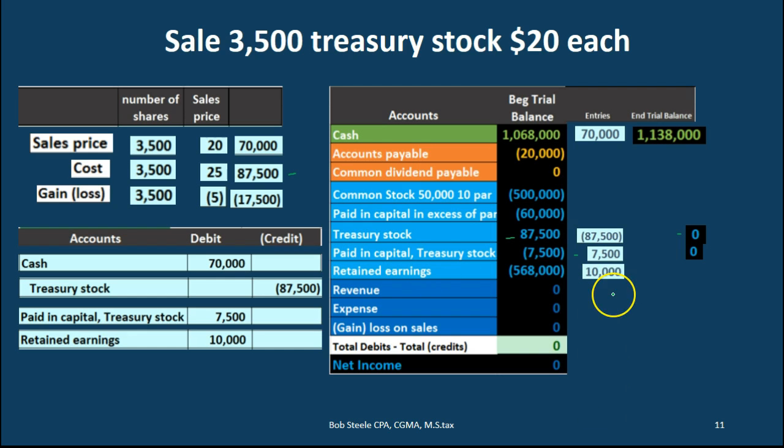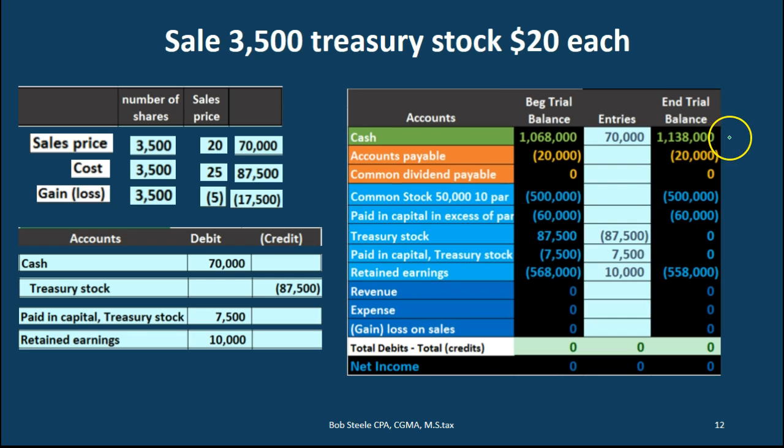So there's the 10,000 here. It's basically reducing retained earnings because it's a debit and retained earnings is a credit balance account, bringing retained earnings down. If we look at the full transaction here, we've got cash. We've got the treasury stock back at 0. We've got the paid-in capital going down to 0. And then we had to put the 10,000 decrease in retained earnings. No effect on net income from the transactions related to treasury stock.